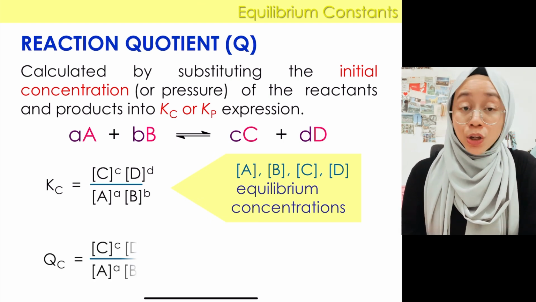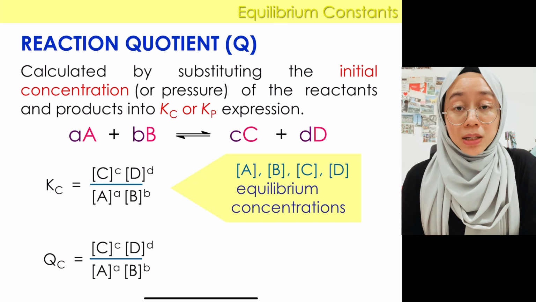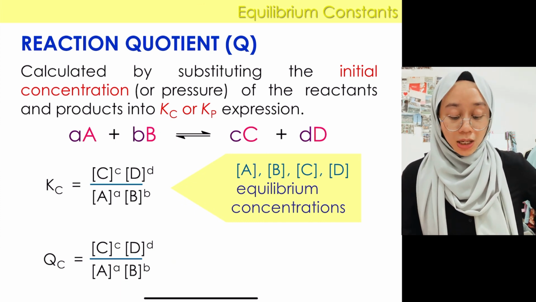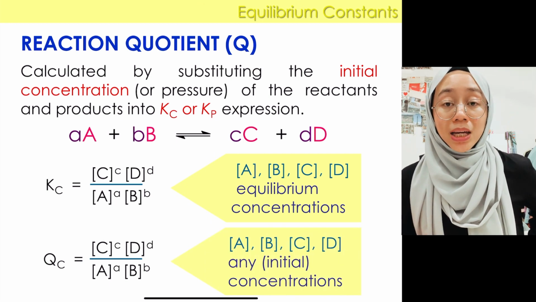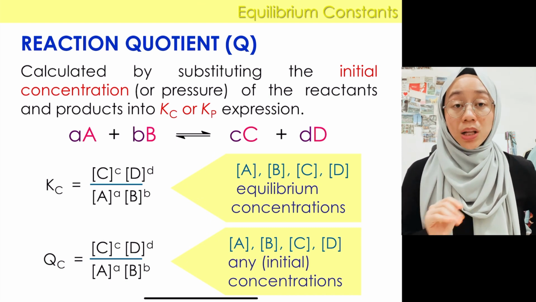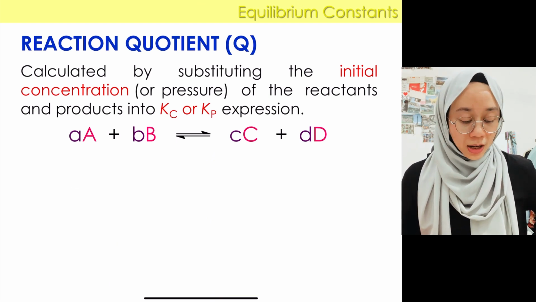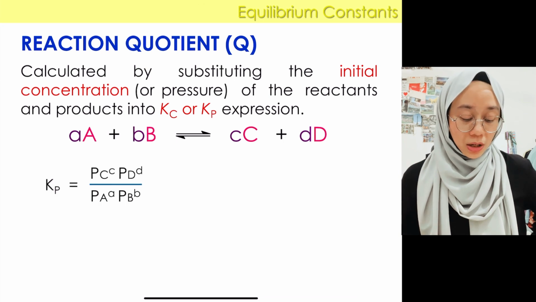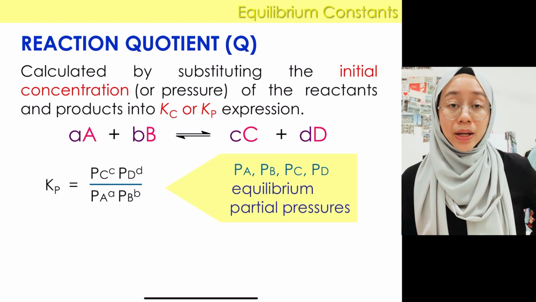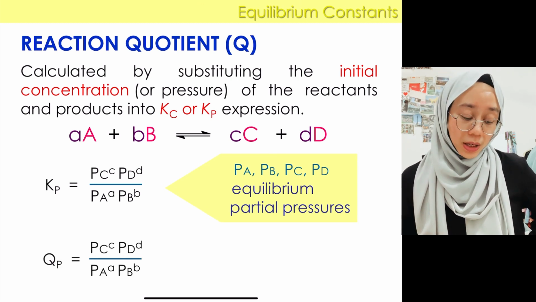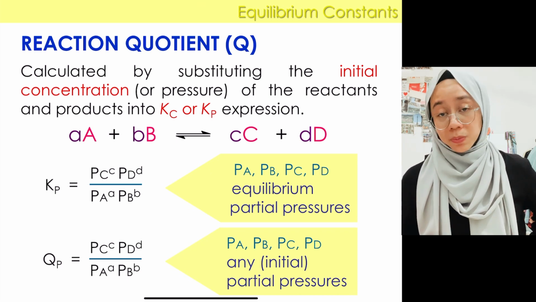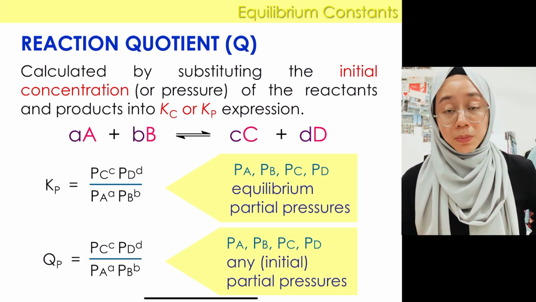But if we want to find Qc, the Qc expression is the same as Kc, but the concentrations of A, B, C, D for Qc are the initial ones. So the value is the initial concentration, and that we call Qc. The same thing we can do for Kp. For Kp, the partial pressures of A, B, C, D are the ones at equilibrium. However, for Qp, the partial pressures of A, B, C, D are any partial pressures given to you, the initial partial pressures.